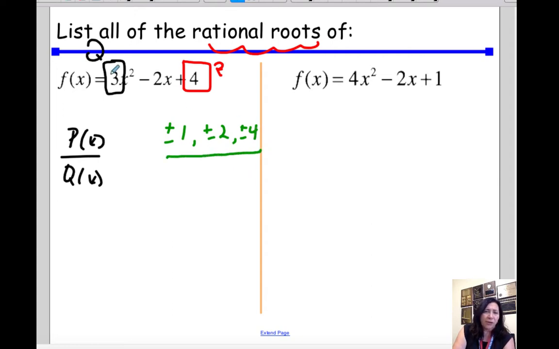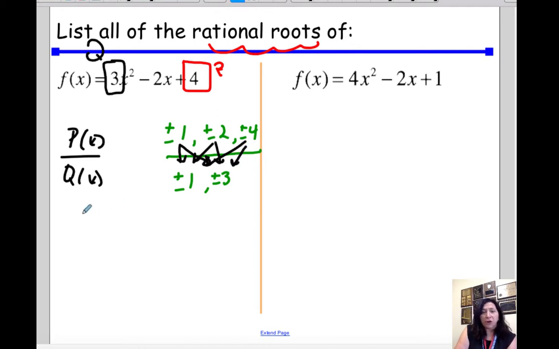The factors of 3 would be 1 and negative 1, and 3 and negative 3, so plus or minus 3. And so these are all my factors. Realistically, what I would do then is take these factors and divide. So I'm going to go 1 over 1, and 1 over 3. Then 2 over 1, 2 over 3. 4 over 1, 4 over 3.